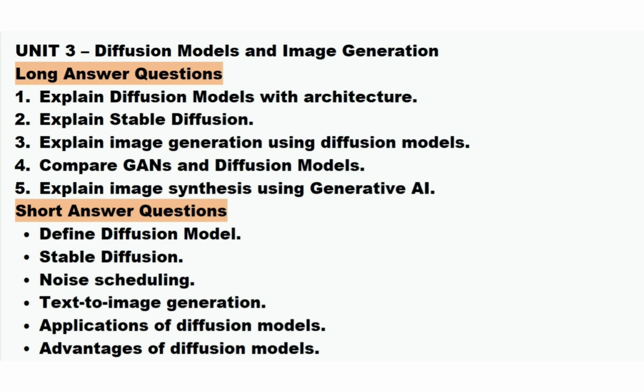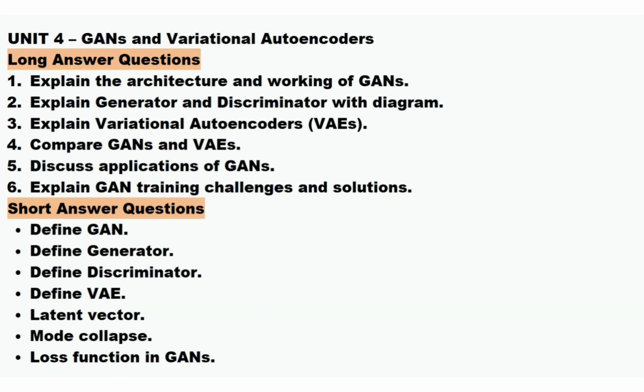Now moving to the short answer questions. Define diffusion model, stable diffusion, noise scheduling, text to image generation, applications of diffusion models, advantages of diffusion models. Okay, now coming to the unit 4. Long answer questions. Explain the architecture and working of GANs.